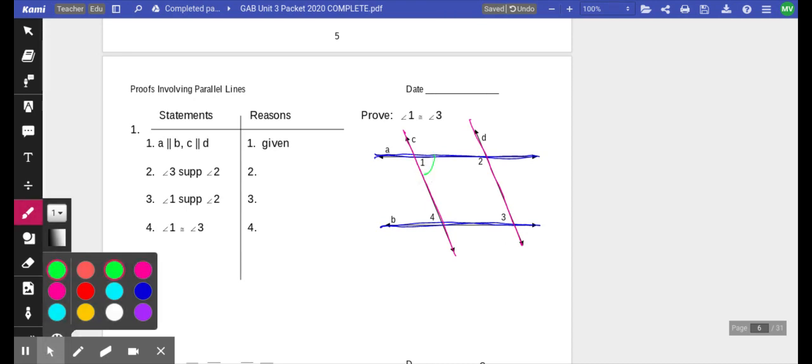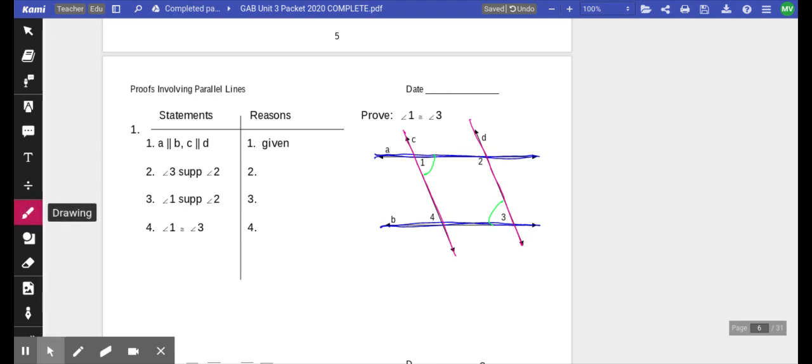Well, 1's here and 3 is here. They are not on the same transversal. In order for any of my theorems to work, they have to share a transversal. So these are not on the same transversal anywhere. But let's see what we do know. So they kind of helped me out in that they did it partially.